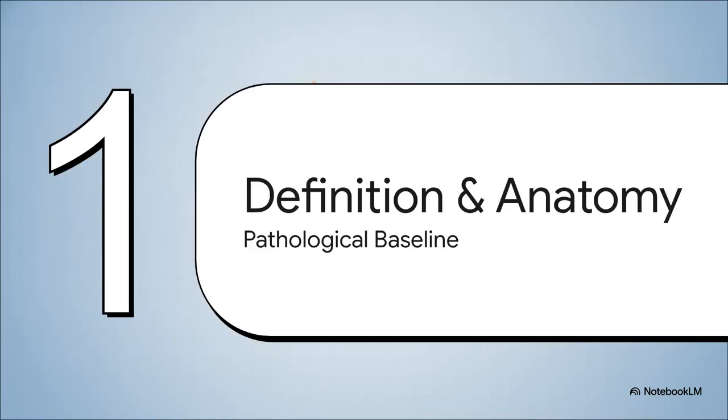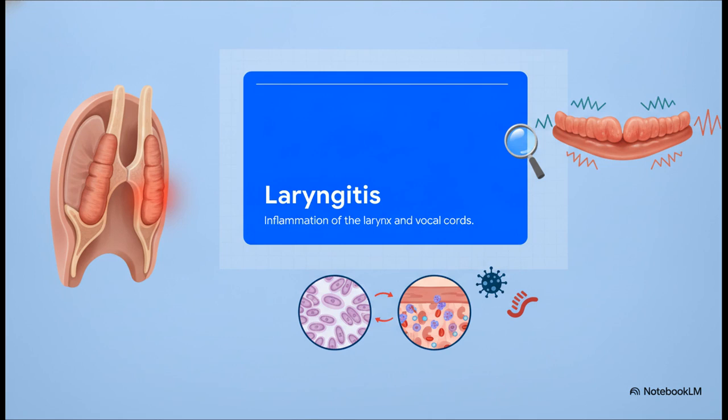All right, starting off with Section 1, Definition and Anatomy. Let's establish our pathological baseline. So what exactly is laryngitis? Quite simply, it's the inflammation of the larynx and the vocal cords.